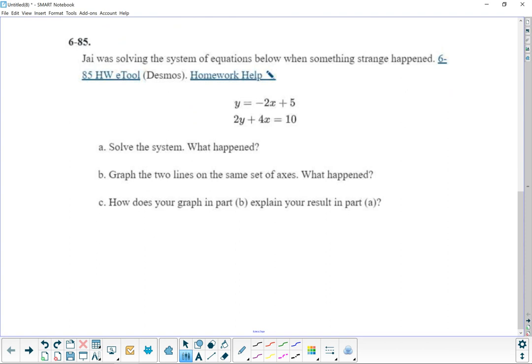Okay, 85 says Jai was solving the system of equations below when something strange happened. Right, so let's look. Part A says solve the system. Okay, and what happened? Looking at this, it looks like I can do this with the substitution method, meaning that y is going to get replaced with negative 2x plus 5. So I'm going to replace that with the y.